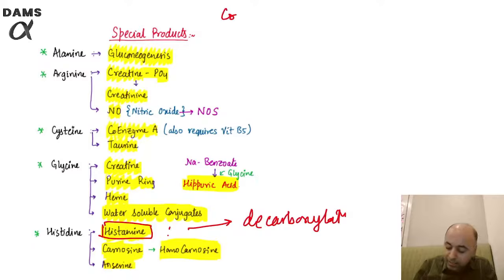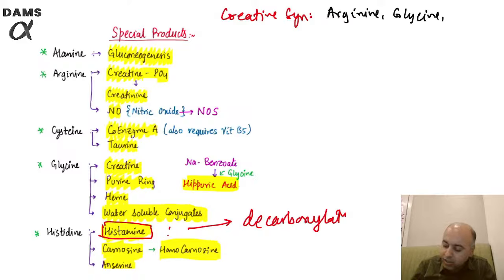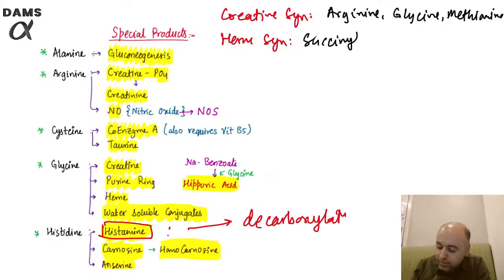So if you look at the summary point for creatine synthesis, you are making use of three amino acids. You are making use of arginine, you are making use of glycine, and on the next page you can see you are making use of the methionine. Similarly, you can get the question on heme synthesis. If you get the question on heme synthesis, in that case you are making use of succinyl coenzyme A, glycine, and ferrous iron Fe2 plus.